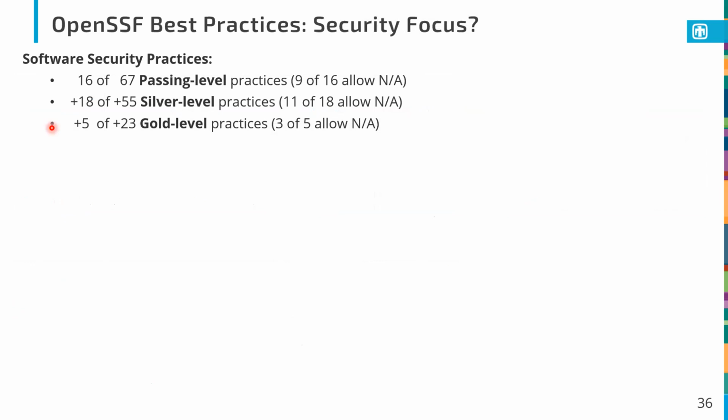Okay, so let's focus on the security practices themselves. 16 of the 67 passing level practices are specifically for security, but 9 of those 16 you can mark as not applicable. For example, for my project, almost all of those were not applicable, because a lot of those have to do with cryptography and authentication and things that most software doesn't actually deal with, really just security critical software. 18 of the additional 55 silver level practices are in the area of software security, but 11 of those can be marked as not applicable. And then 5 of the additional 23 of the gold level are security, and 3 of those 5 can be marked as not applicable.